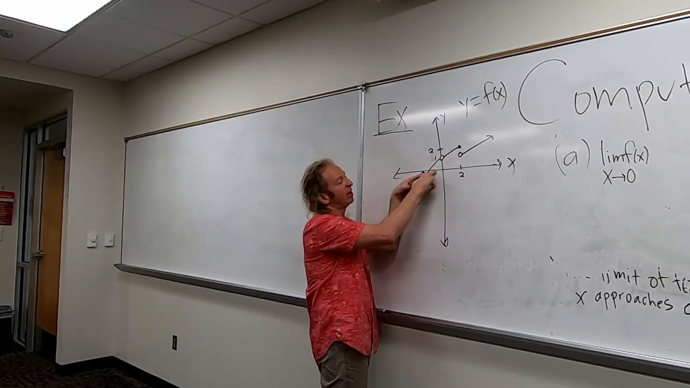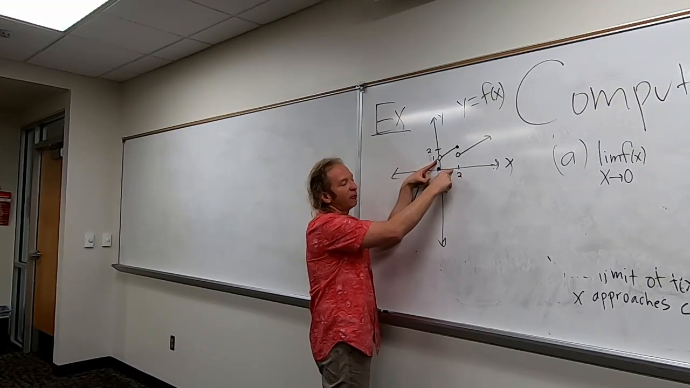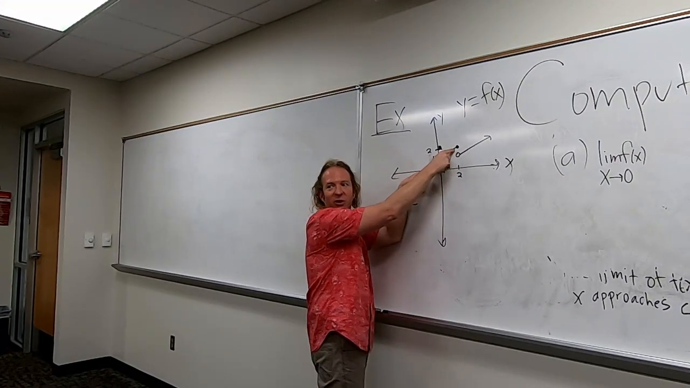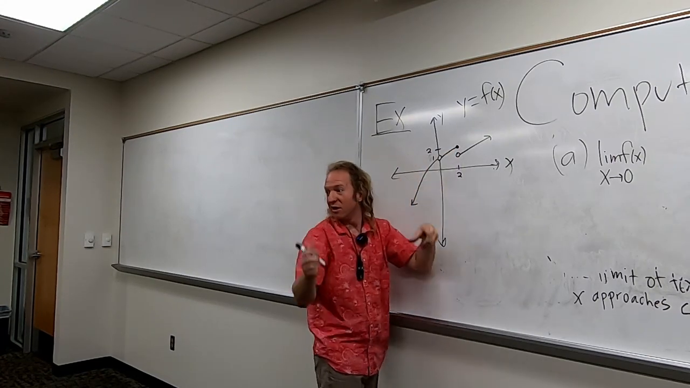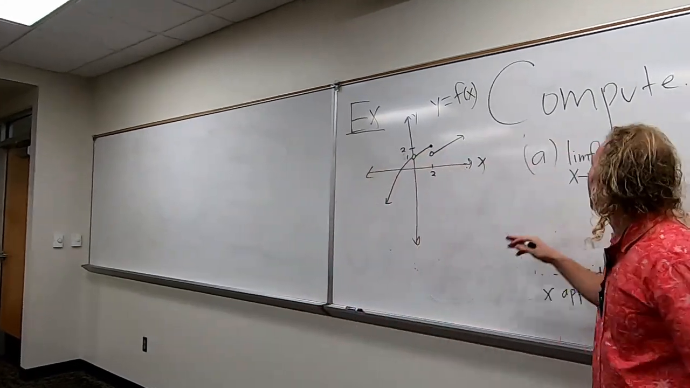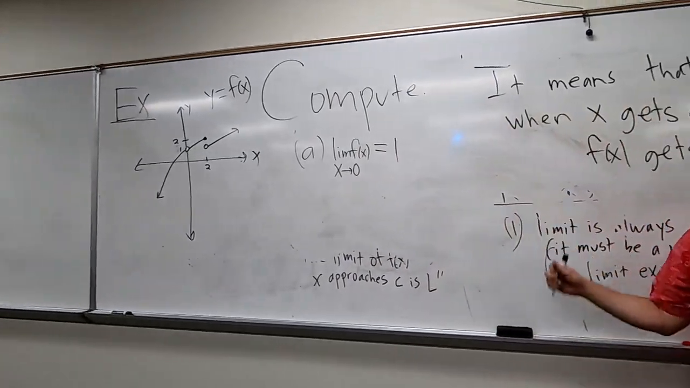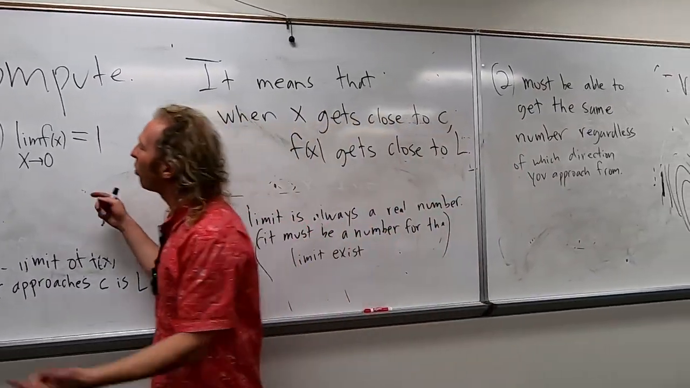So if we approach 0 from the left, we get 1. If we approach from the right, we also get what number? 1. So what should the answer be? 1. Boom. Easy. 3 points. Done. Right? So just, you might be wondering, what about over here?